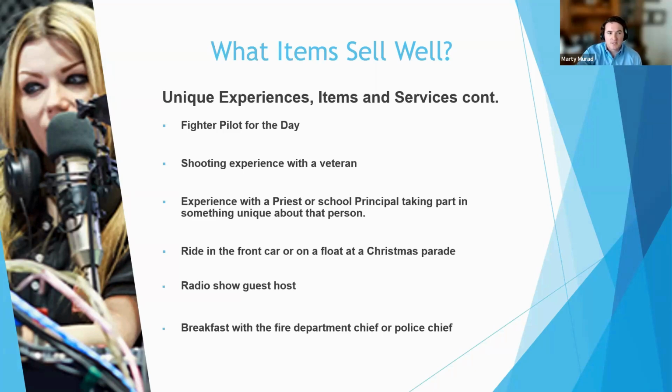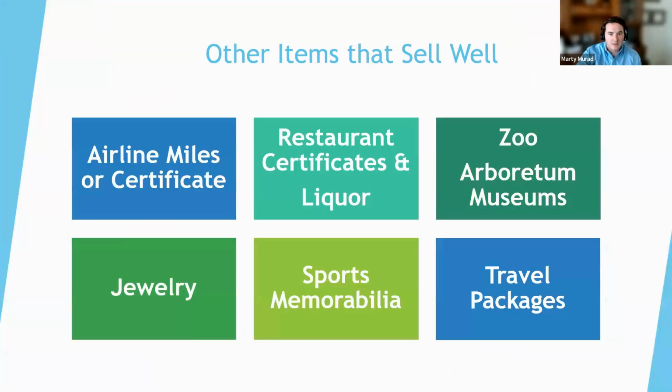Next, we've got some examples of some other items that will sell well at events. So you can see anything with airline miles or certificates for airlines goes really well. If you have jewelry with a very strong universal appeal, a good example of this is diamond stud earrings. A lot of folks may be interested in diamond stud earrings, so that would be a good item for your silent auction. Or if you have different restaurants and certificates to liquor stores, we talked about that earlier.